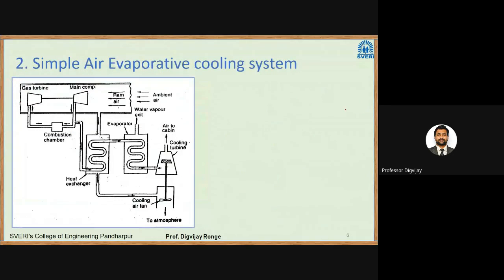Now we're going to the next. Next is the simple air evaporative cooling system. So in this case, one more term is added, that is evaporative. This term will come many times in this subject, or you might have studied it before also. The process is evaporation, in which the water particles are converted into vapor. That process we generally call the evaporation process.